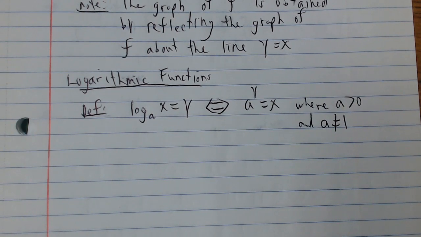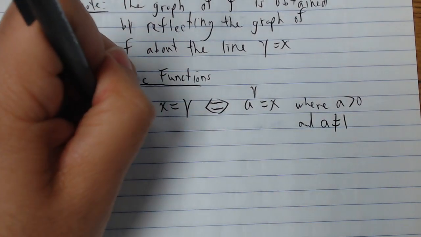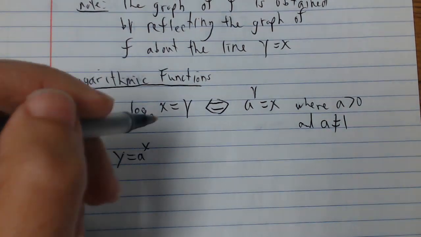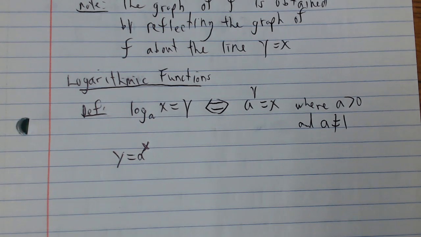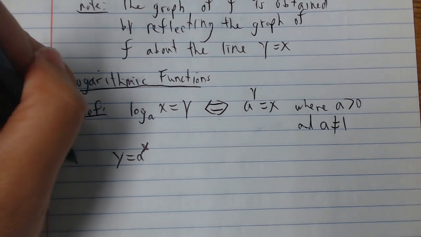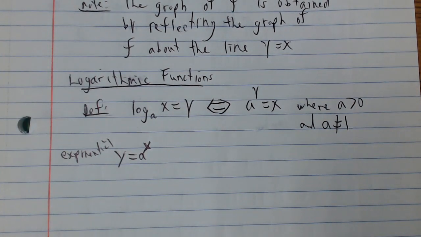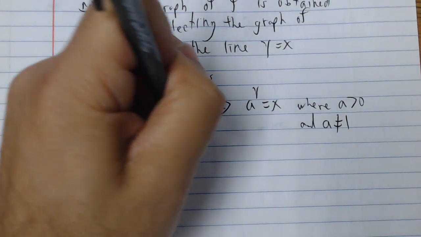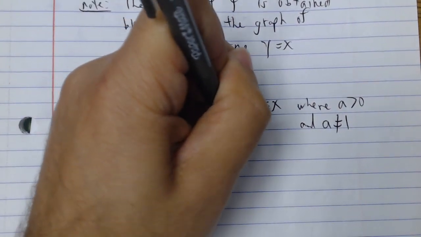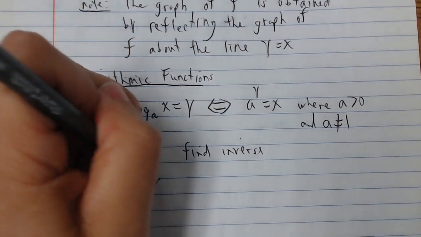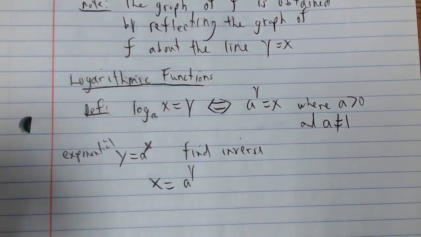inverse of an exponential, because by definition we define an exponential function as y equals a to the x. And if I asked you to find the inverse of this, just like the steps I gave you before, you would first graph, so this is exponential. That's my exponential function. So if I want to find the inverse, I would swap x and y. And if I swap x and y, I get x equals a to the power of y.